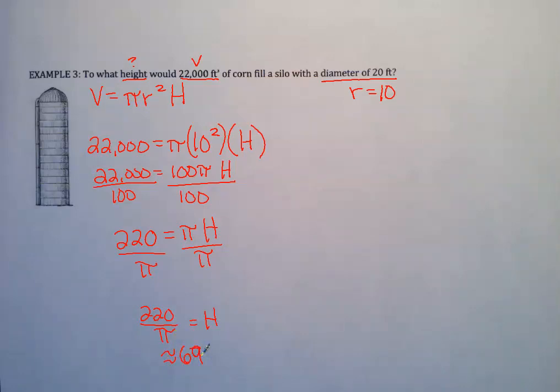70. No, not 70. Yes. Well, okay, because I got 69.1. No, I got 70.02817496. Okay, well, so it would be 70.